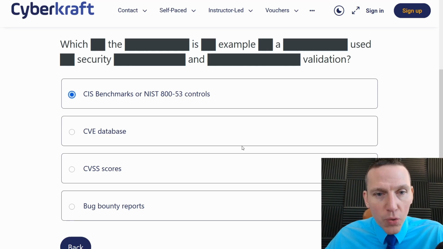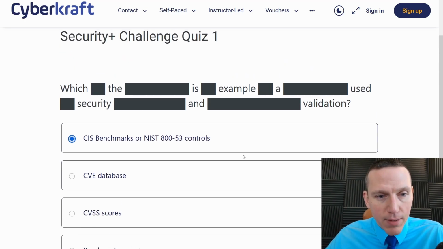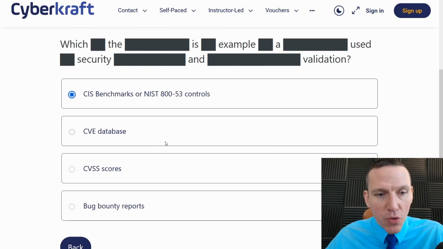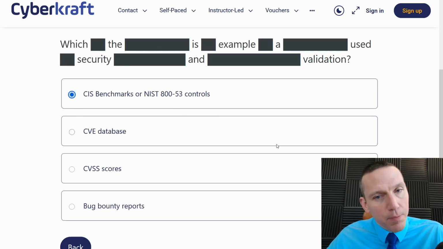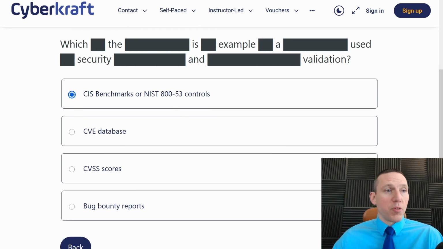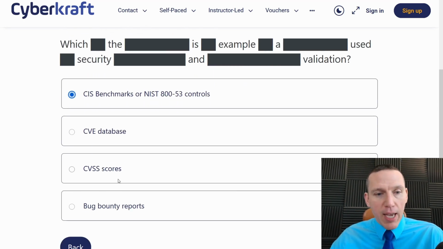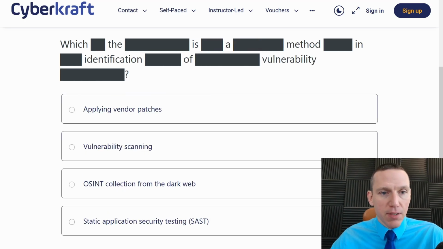I mean, controls make sense. I would say controls. I think that if you're validating something, you'd be using controls. So I think controls are going to be the answer. The CVE database just lists vulnerabilities, and the score doesn't help you, and the bug bounty report's a red herring. So I think it's security controls.